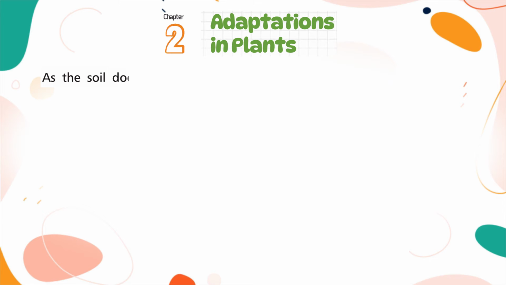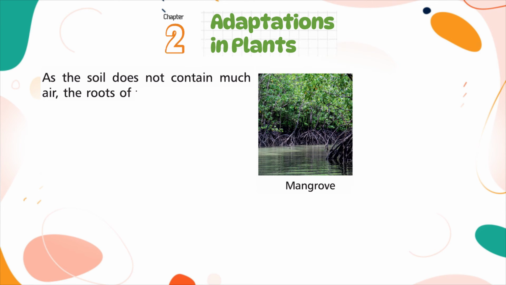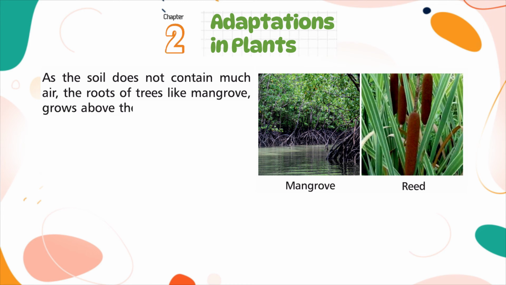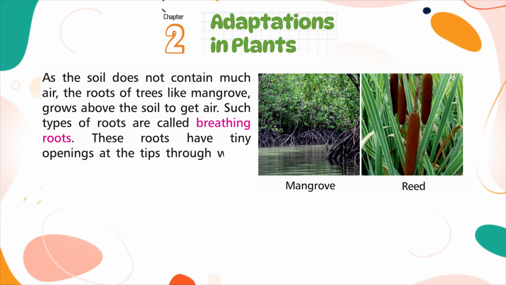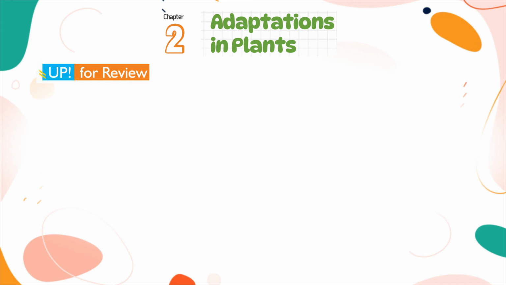As the soil does not contain much air, the roots of trees like mangrove grow above the soil to get air. Such types of roots are called breathing roots. These roots have tiny openings at the tips through which gases can be exchanged. Mangrove, reed.